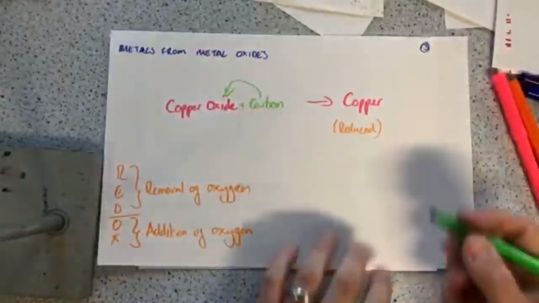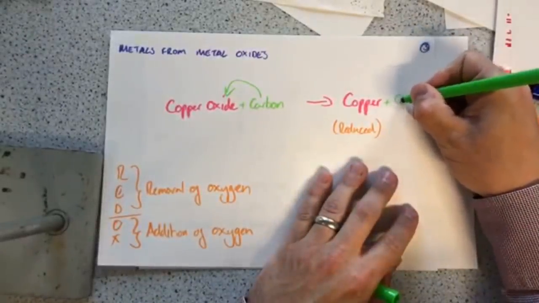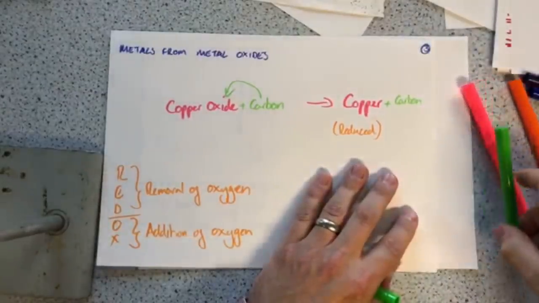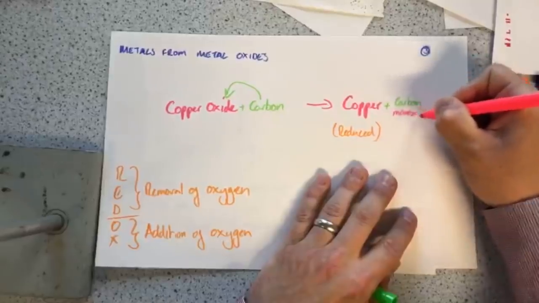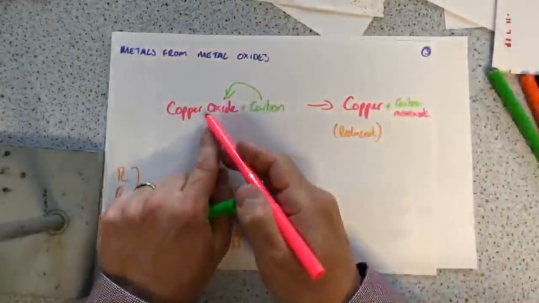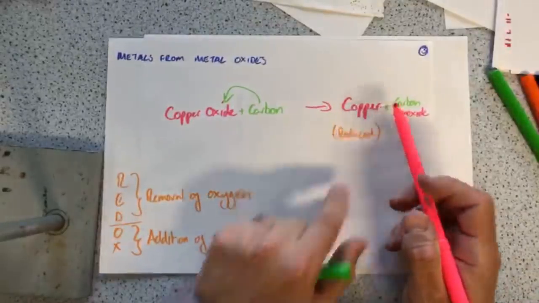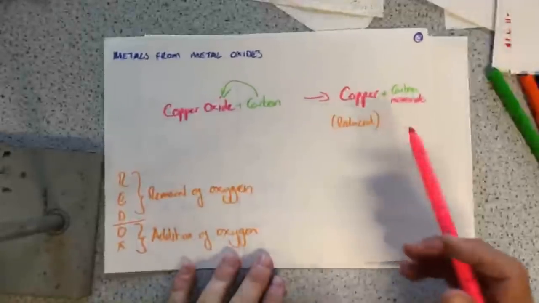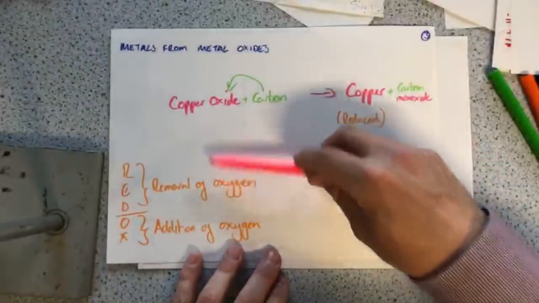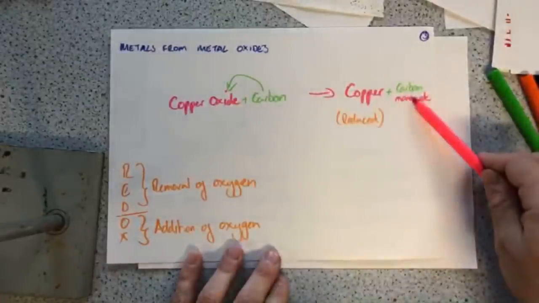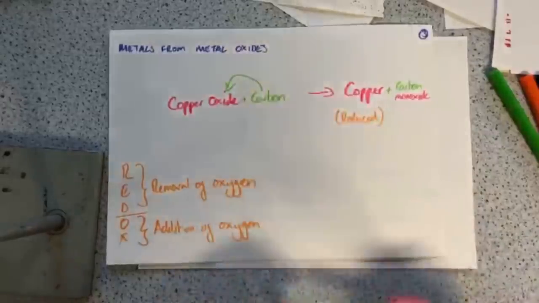This is a type of displacement reaction. And when that happens, we end up with carbon monoxide or carbon dioxide. But the important thing is that we have reduced the copper oxide and we have just left copper on its own. Okay? And this is how we separate a metal from a metal oxide. And the key thing here is that we've taken the oxygen off this and put it onto the carbon. So the carbon has been oxidized and the copper has been reduced.